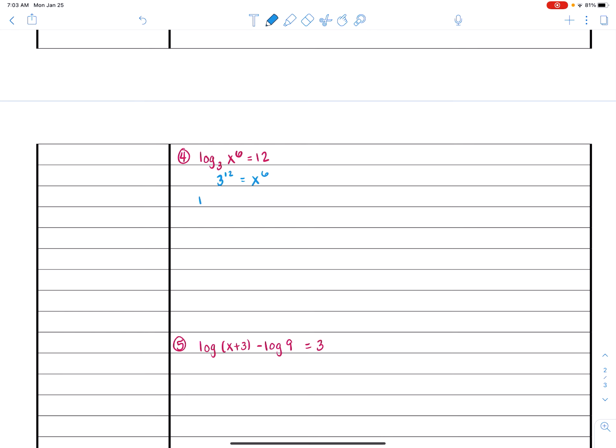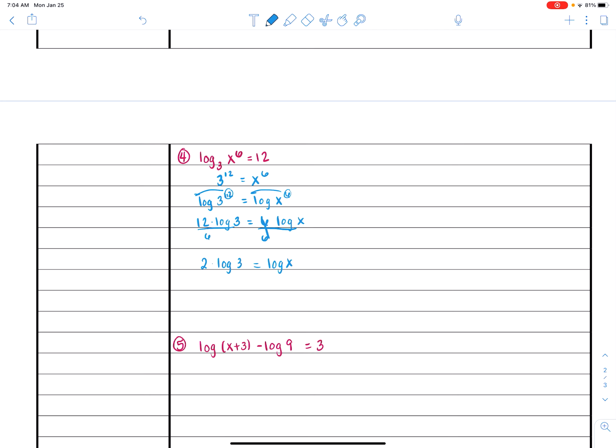So what I can do is take the log of 3 to the 12 equals log of x to the 6th. I can use the power property on both sides. So I have 12 times log of 3 equals 6 times log of x. Now, I can't divide my logs because that's where the x is. So to isolate the x, I'm going to divide by 6. If I can get rid of the 6, then I only have log of x, and so now I'm closer. So divide by 6. So now I have 2 times log of 3.